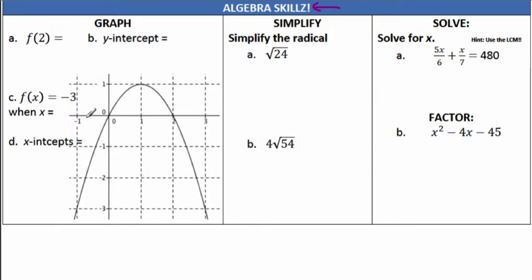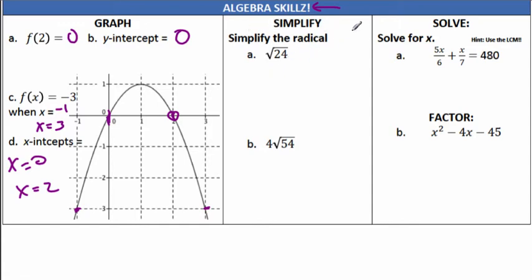All right, so reading a function in function notation, f of 2 equals, that means you plug a 2 into it, we're looking at 0. The y-intercept, where does it cross the y-axis? Also 0. F of x equals -3. That means that the function is -3. Where's the function -3? At -1 and +3. So when x equals -1 and x equals 3. The x-intercepts, x equals 0, x equals 2. All right, so that's how you read function notation.